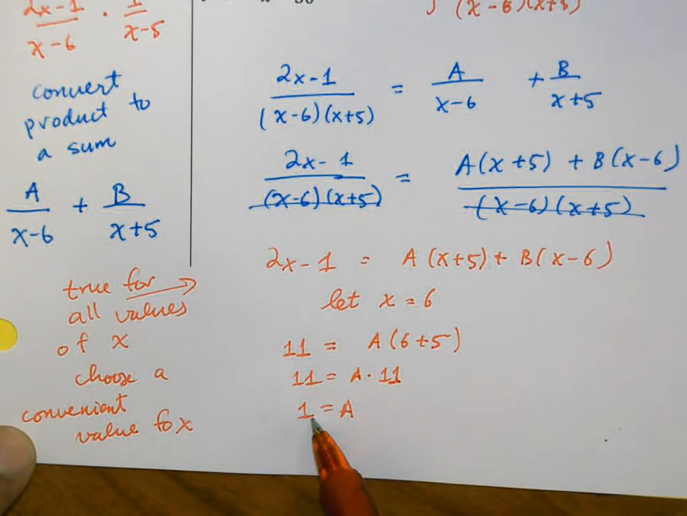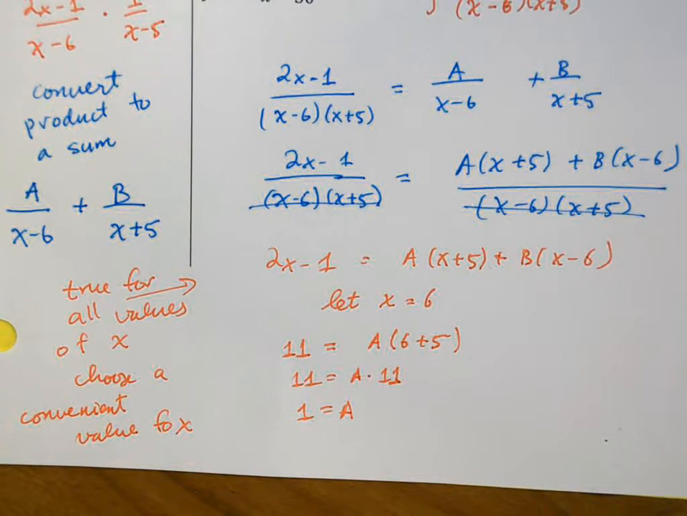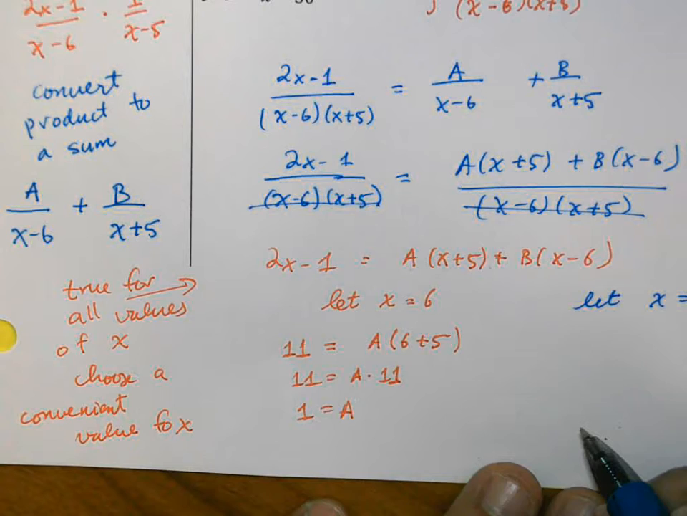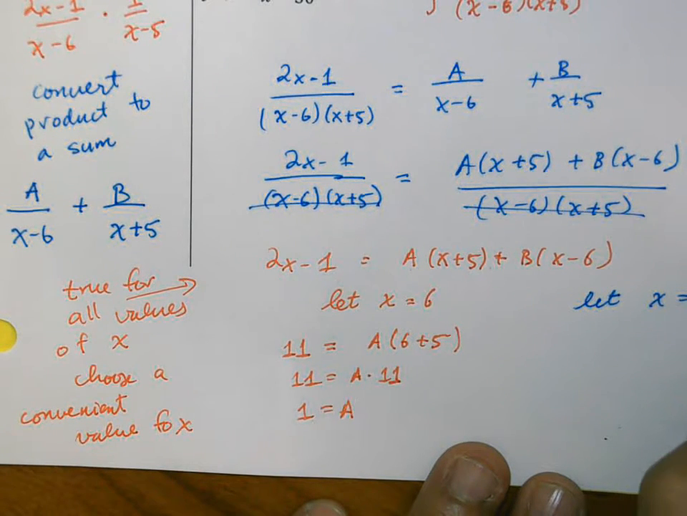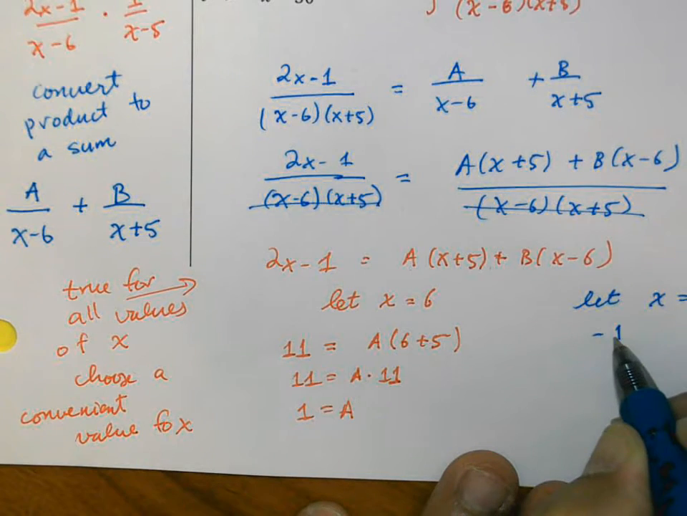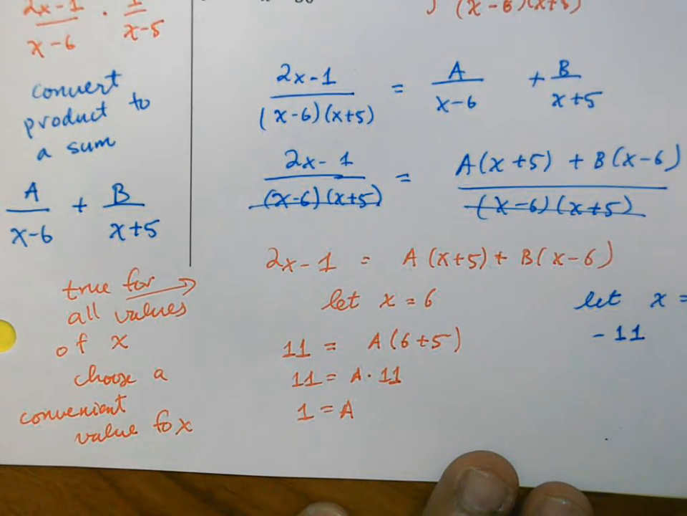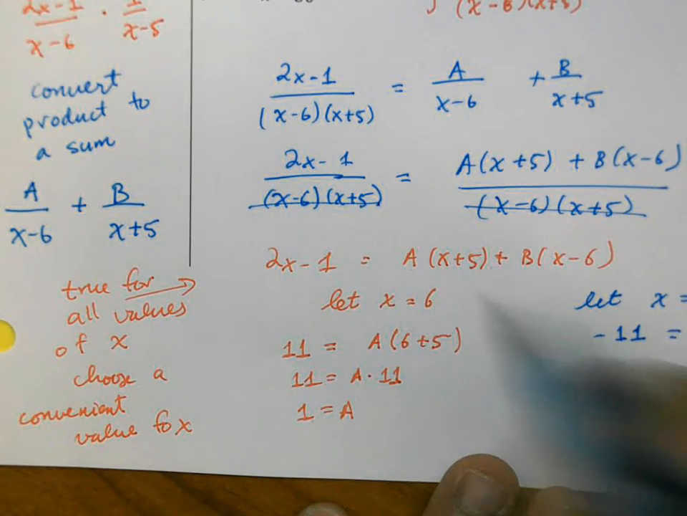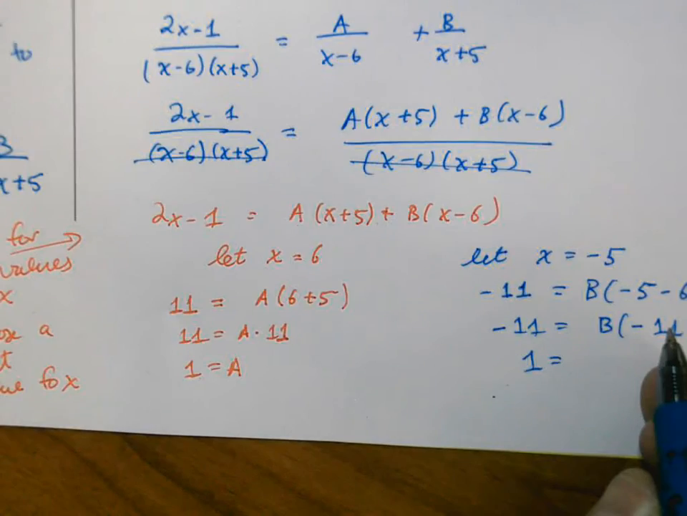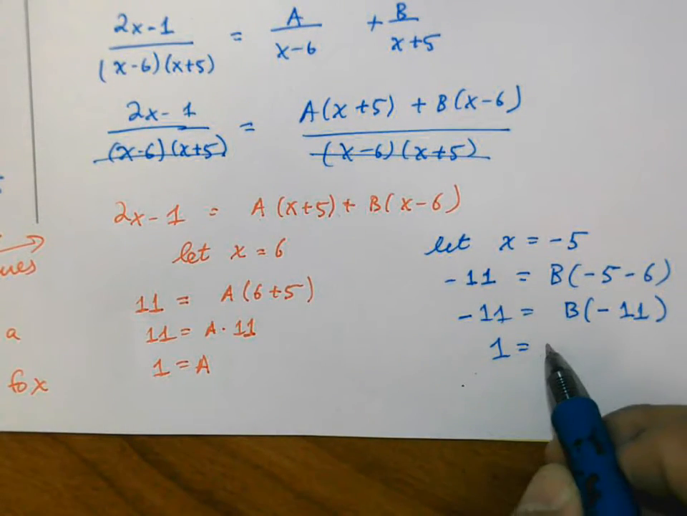Now I can take this number, 1, and plug it back in to solve for B, but there's yet a better way to do this. We can do this process again, but choose another convenient value. In this case, let x equal negative 5. If x is equal to negative 5, the left-hand side is negative 10 minus 1, which is negative 11. On the right-hand side, the A goes away, and now I have B times (negative 5 minus 6). So negative 11 is equal to B times negative 11. In this case, B is also equal to 1.